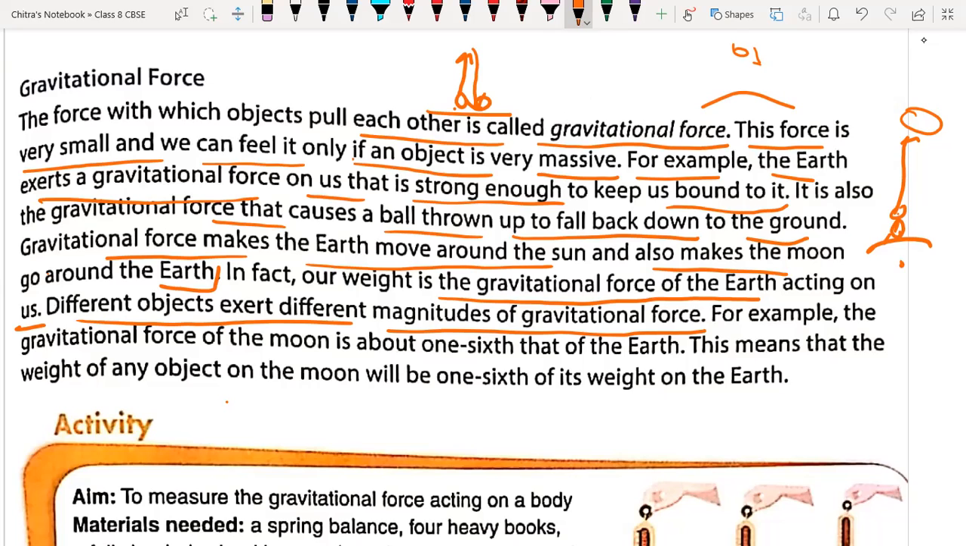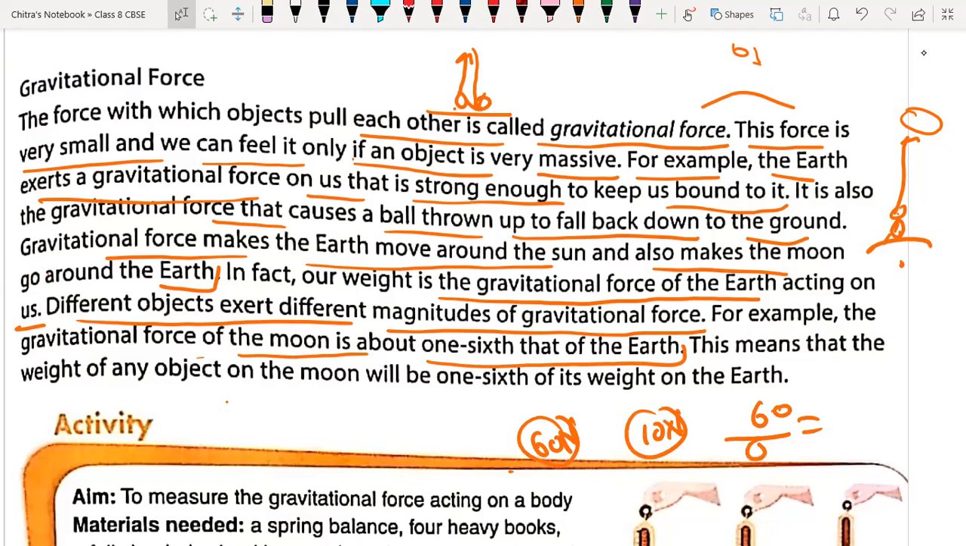If more mass, more gravitational force; less mass, less gravitational force. For example, the gravitational force of the moon is about 1/6 of the gravitational force of earth. Suppose your weight on earth is 60 Newton, then on the moon your weight will be 10 Newton only. You just divide 60 by 6, you will get 10.